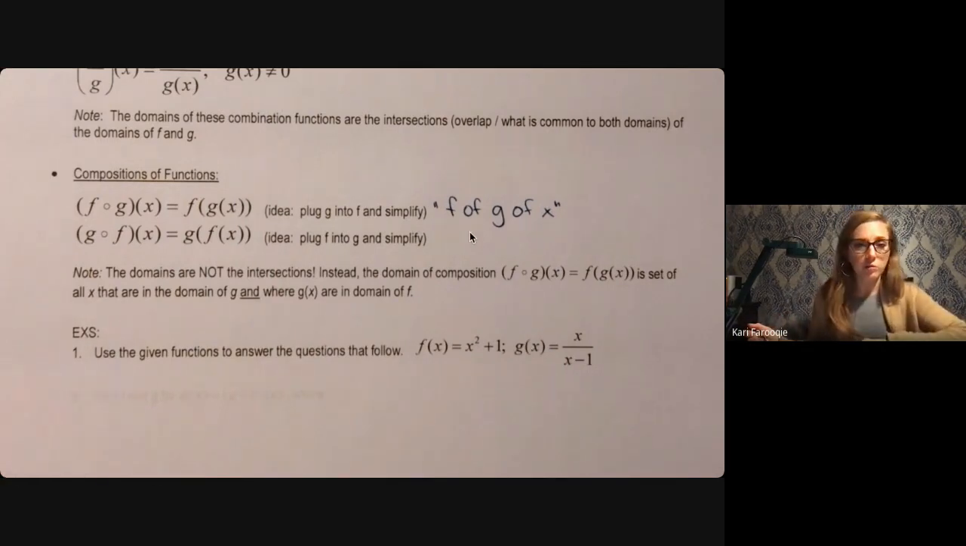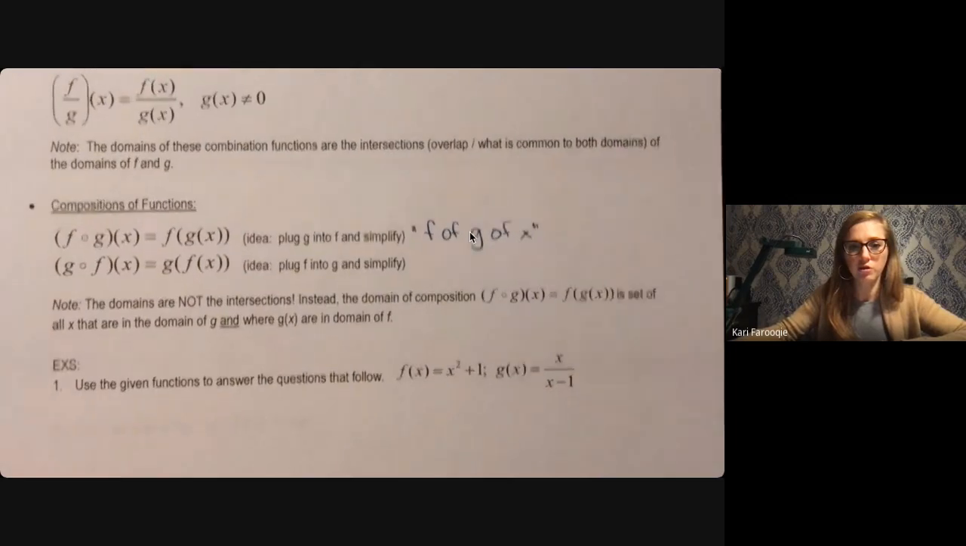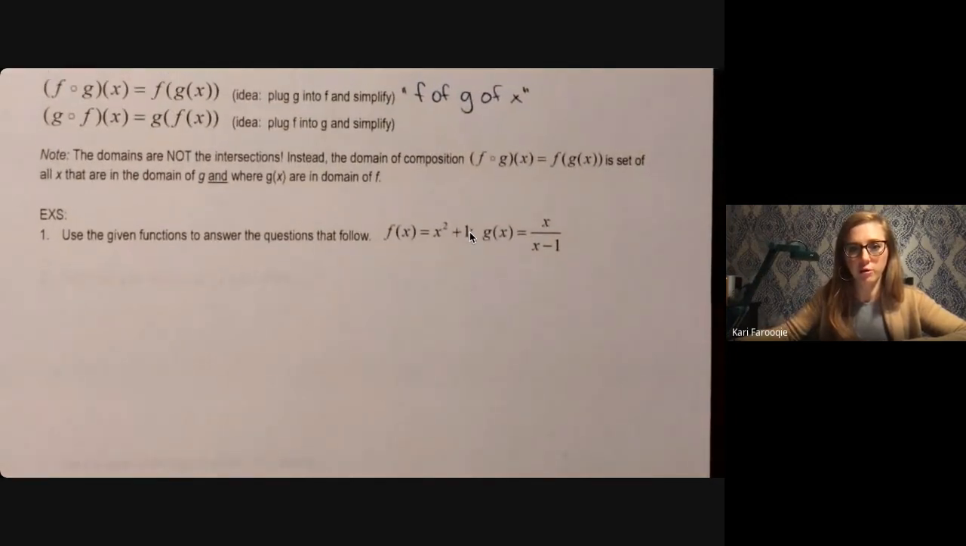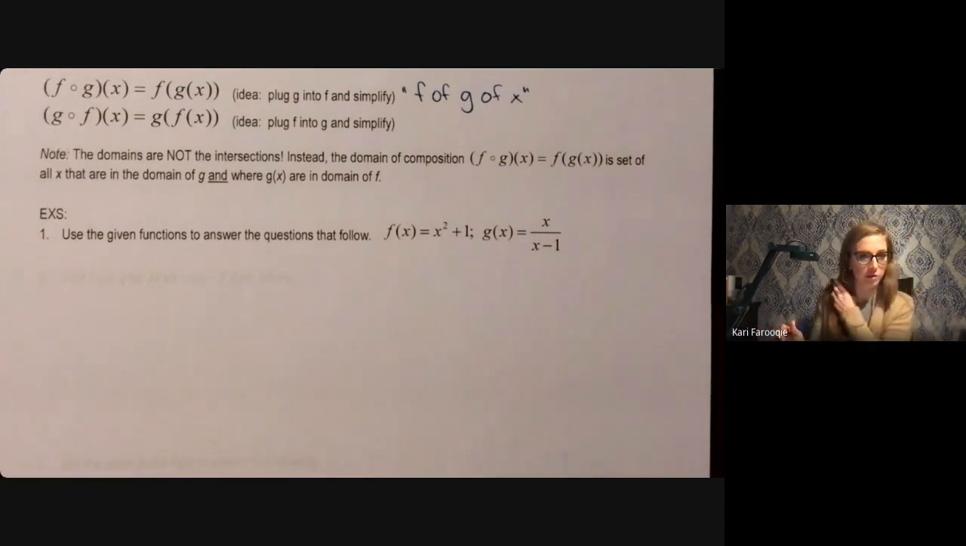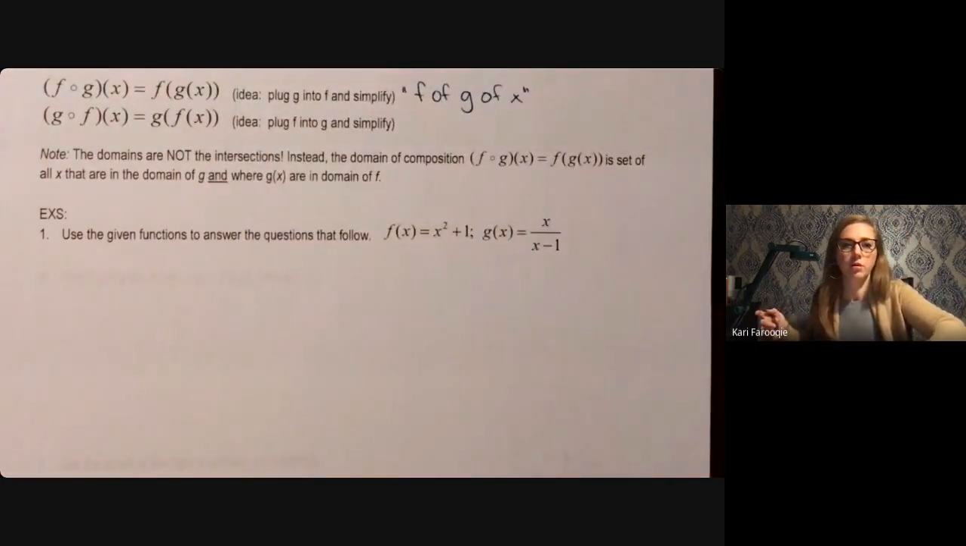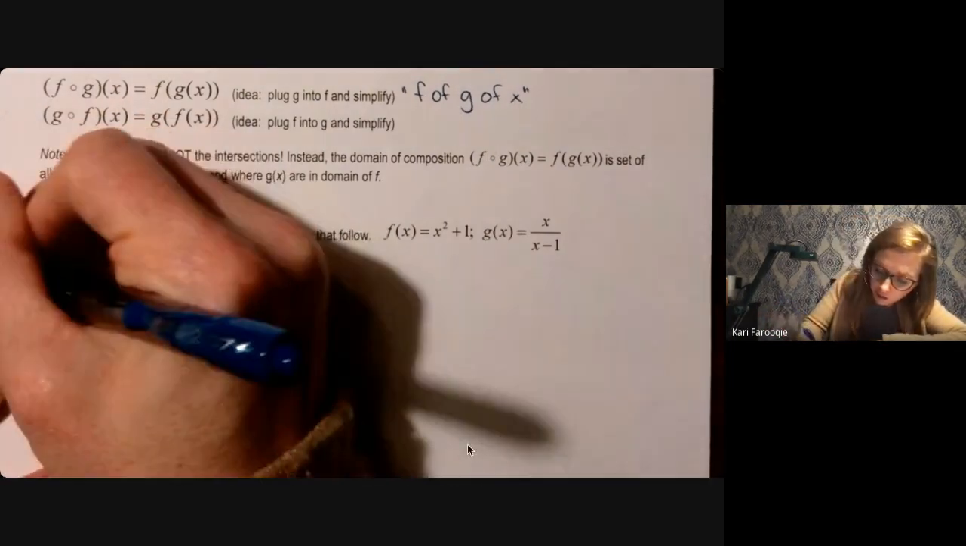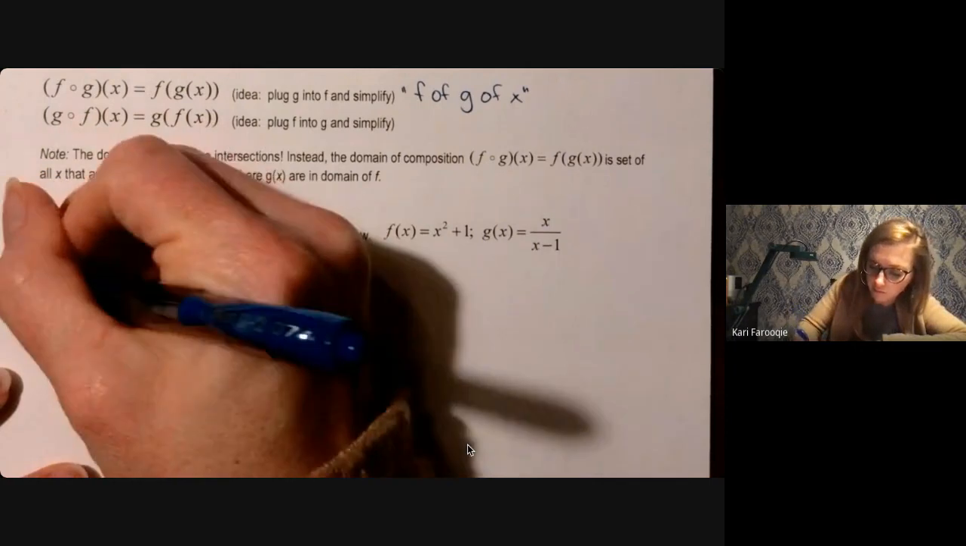So for the first one that we're going to do, example 1, we are going to use the given functions to answer the questions that follow. So I'm giving you two functions, f and g. The function f is x squared plus 1, and then g of x is x over x minus 1. The first thing we're going to do with these functions is subtract them. We're going to find g minus f.